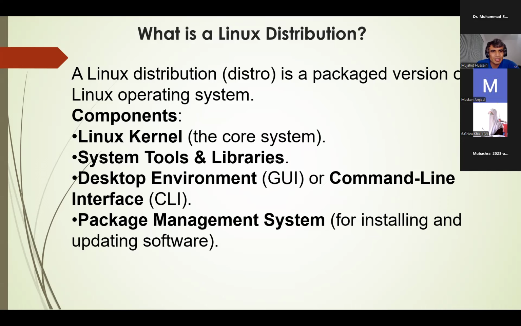So the key component of this distribution is the Linux kernel. It is the core system. The Linux kernel is the software program of Linux that communicates with the hardware present on your system. It also includes system tools and libraries, command line interface, and package management system. So all these key components are included in a Linux distribution.